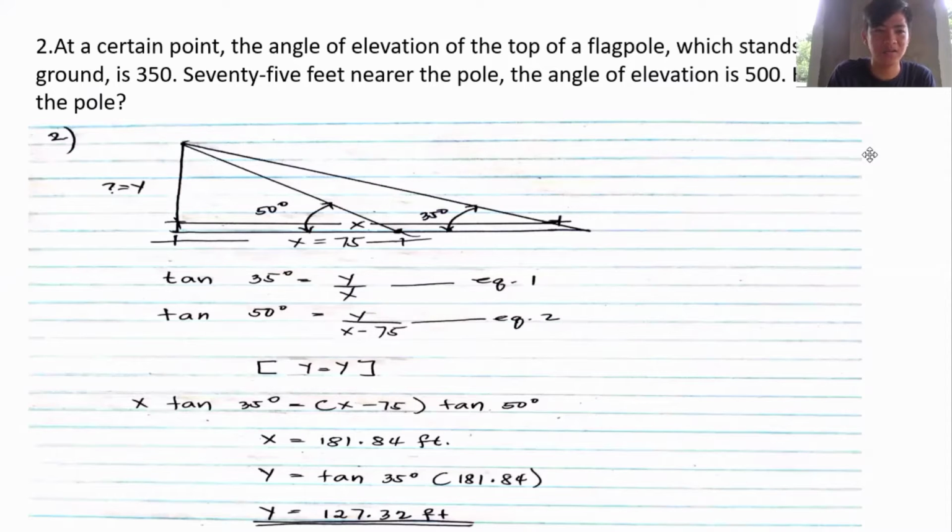Number 2. At a certain point, the angle of elevation of the top of a flagpole which stands on level ground is 35 degrees. 75 feet nearer the pole, the angle of elevation is 50 degrees. How high is the pole?